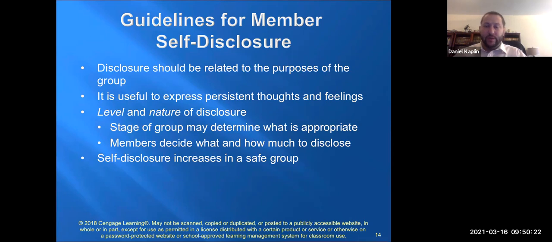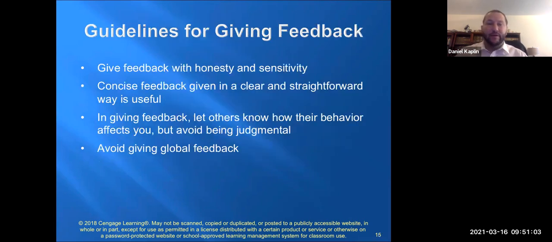So your level of self-disclosure and that which you self-disclose depends on many things. Number one, the stage of the group might determine what's appropriate. So it's not uncommon for people to be very authentic in the initial stage, but in the working stage, people are going to share at a deeper level, right? And in terms of what you disclose, no one can make you share something you don't want to share. So what you disclose, how much you disclose is entirely up to you, right? But we know that if people feel safe in a group setting, they're going to be more likely to self-disclose, right? Because they feel that they're not under attack.